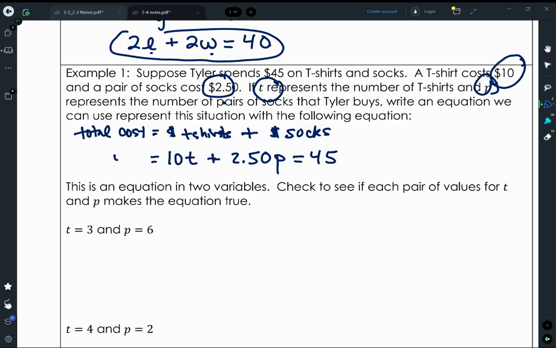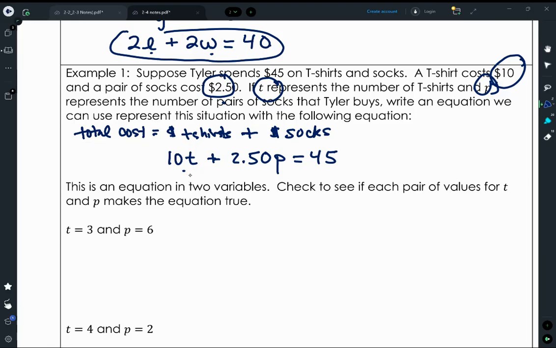I could put the 45 over here on the left, but I know that the way we often see these equations is we have our variable part plus another variable part equal to a number. They often look like that. So it looks a little more familiar. That's called standard form for a linear equation.